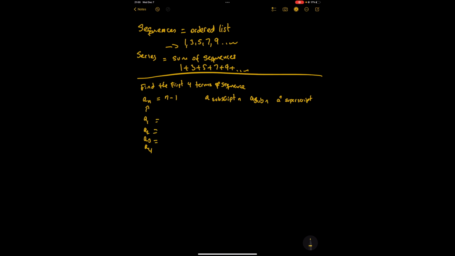So how do you find all of these? Well, we have n right here, so they're asking you to replace n by 1, 2, 3, and 4. When I replace n by 1, what do I get? I get 1 minus 1, so a1 equals 0. When I go for 2, I get 2 minus 1, so a2 equals 1.